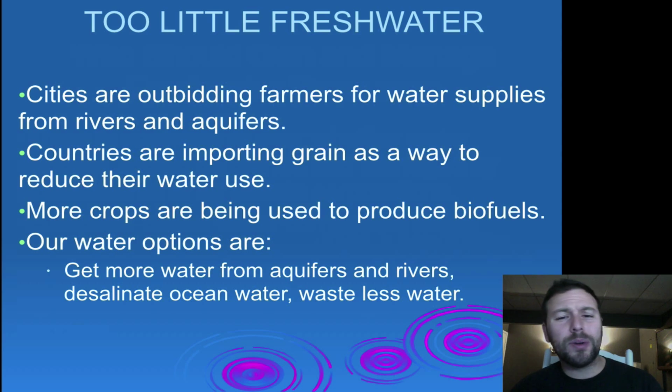And an issue, which I think is not beginning to be as much of an issue, is when we're using crops to produce biofuels. It kind of comes and goes in waves, but I think the consensus is that right now biofuels aren't really a huge impact on it. Our water options are, we can get water from aquifers, like we do here on Long Island. We can desalinate ocean water and waste less water, or use surface water.